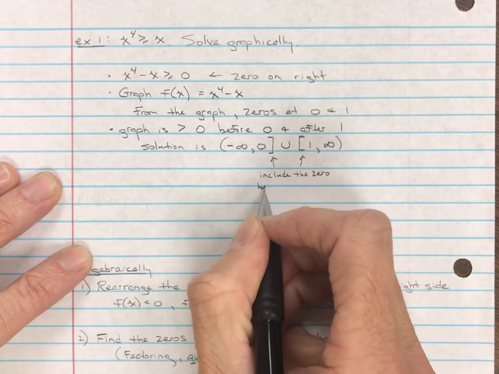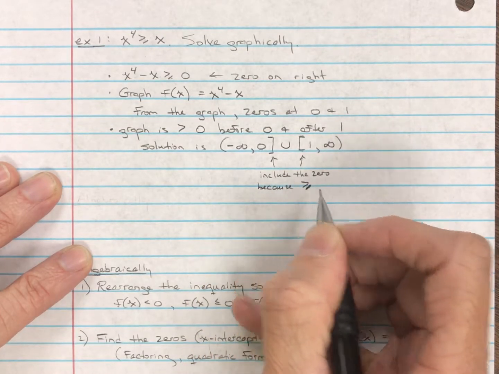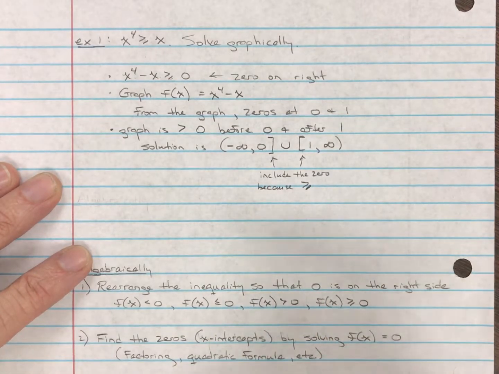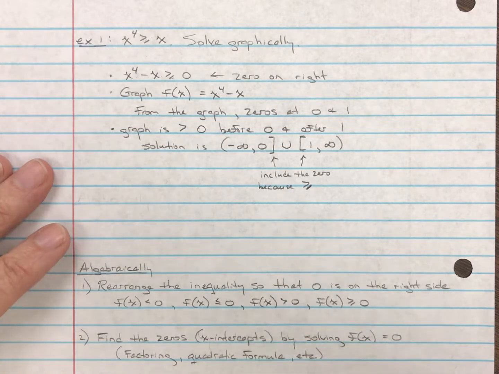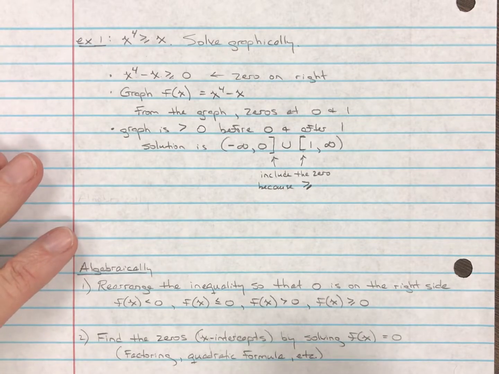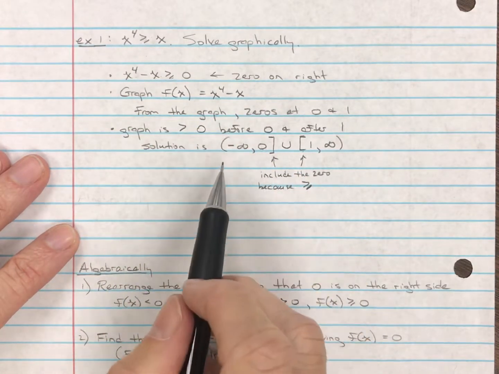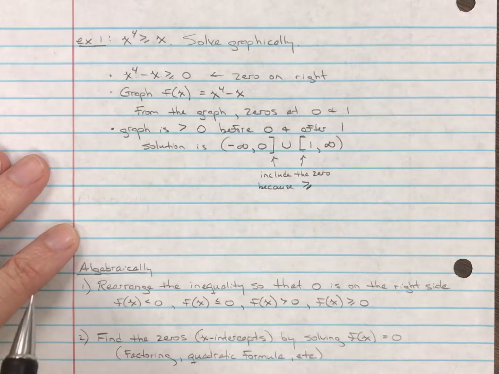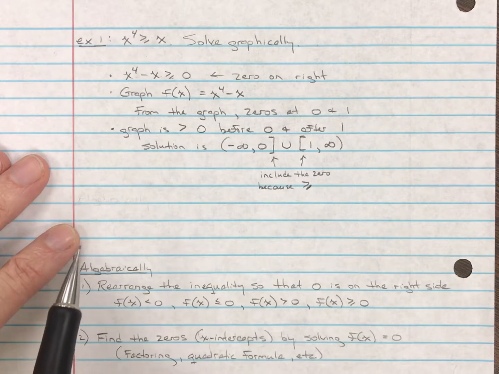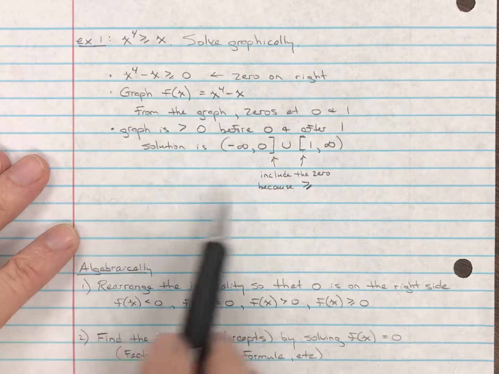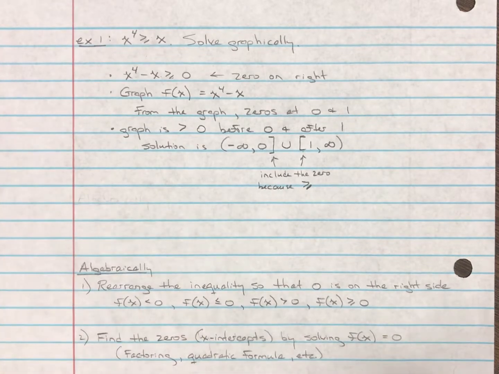okay, because we have greater than or equal to. Okay, we have greater than or equal to, so you want to include those zeros. Okay, so that's how you solve it graphically. Set it equal to 0, look at your graph, find your zeros, see where things are above and below, see where the graph is above or below between those zeros, depending upon the function, and then write it. In this case, I think I used interval notation.